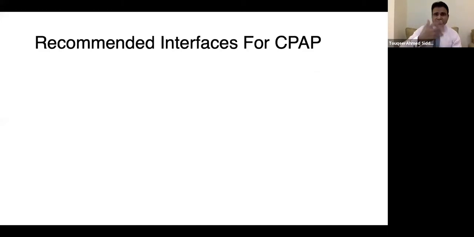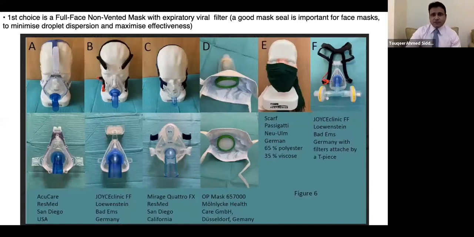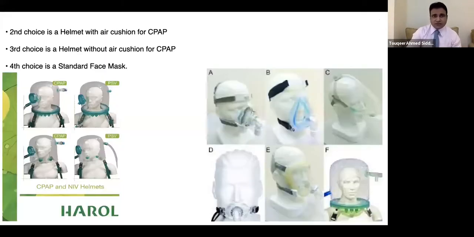So what are the recommended interfaces for using NIV? The full face one with the filter fitted is the first choice. Here, the picture doesn't show full face. It needs to be full face, but shows the filter in there. Now, second choice is helmet with an air cushion for CPAP. Without air cushion is the third choice. And the standard full face mask is the fourth choice for your interface.